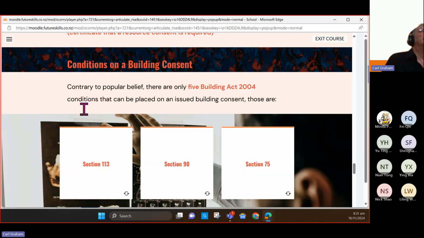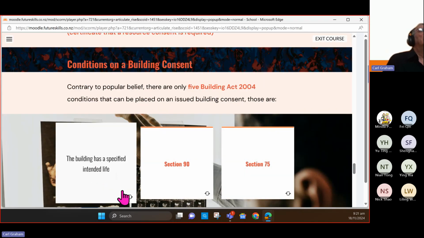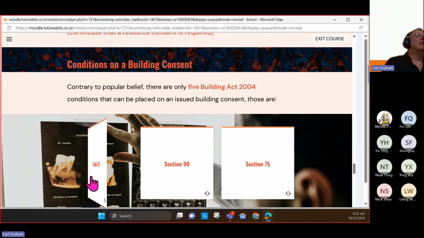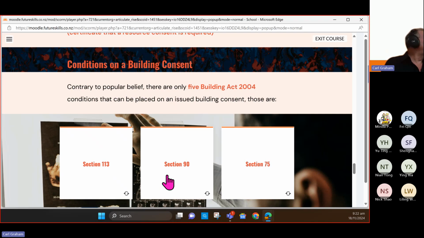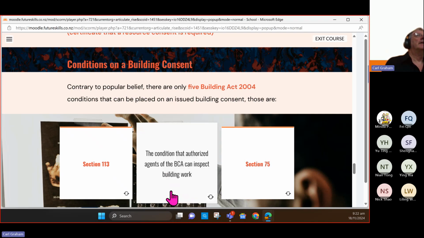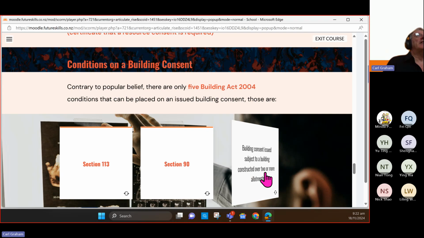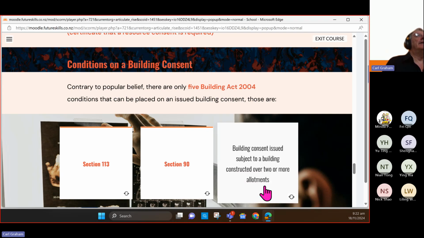Oh yeah, here we go. Section 113, specified life: is the specified life being taken into consideration? It's a condition of it, right? Section 90 authorizes a council to access the building site during working hours. Section 75 is the building built over 2 sections down a boundary, so that's another condition.